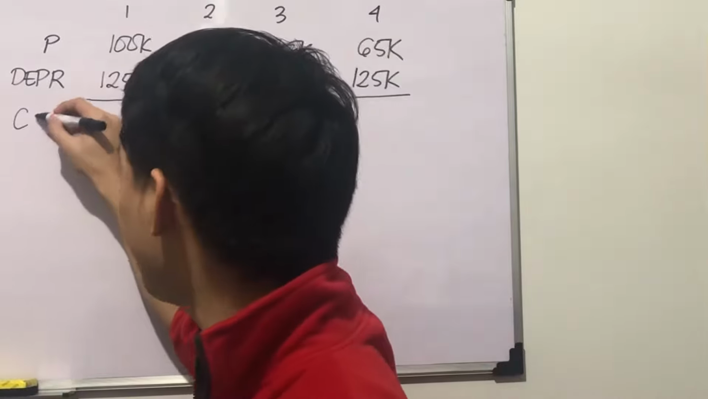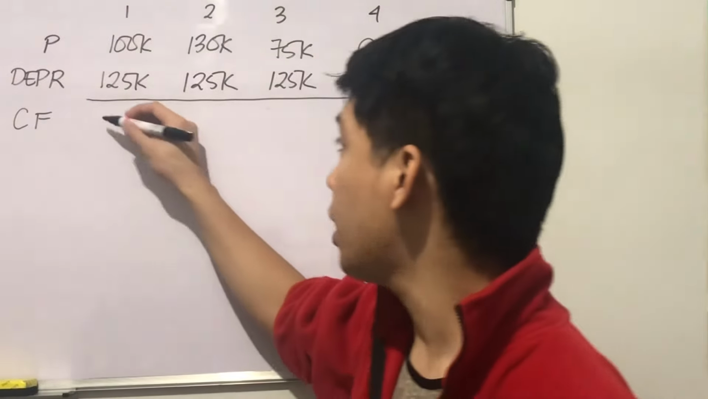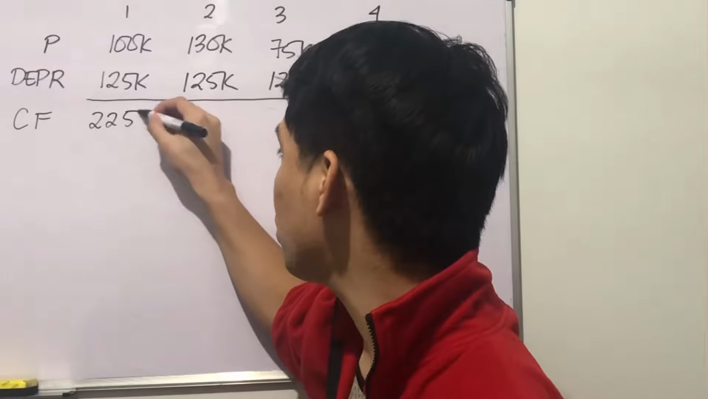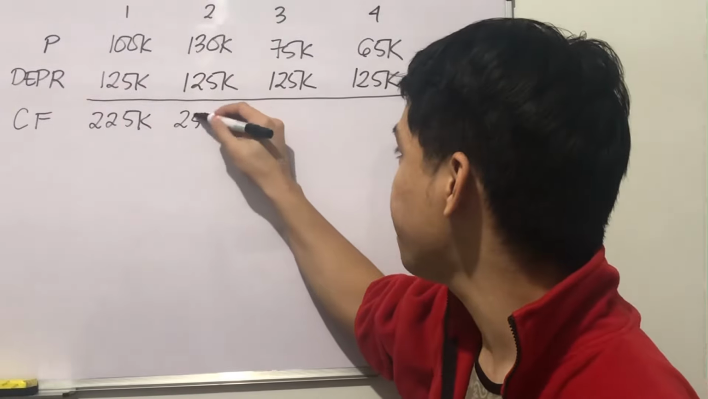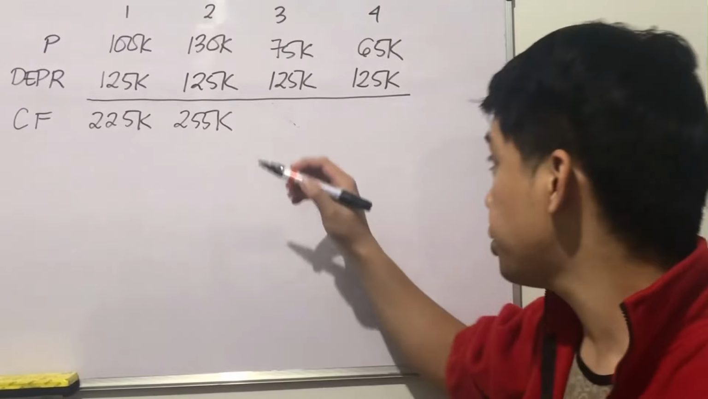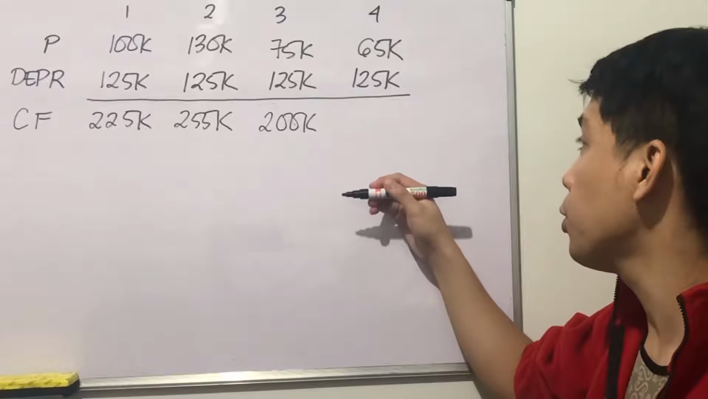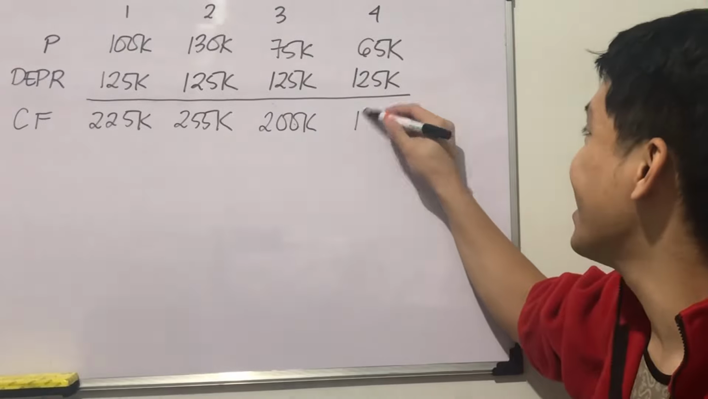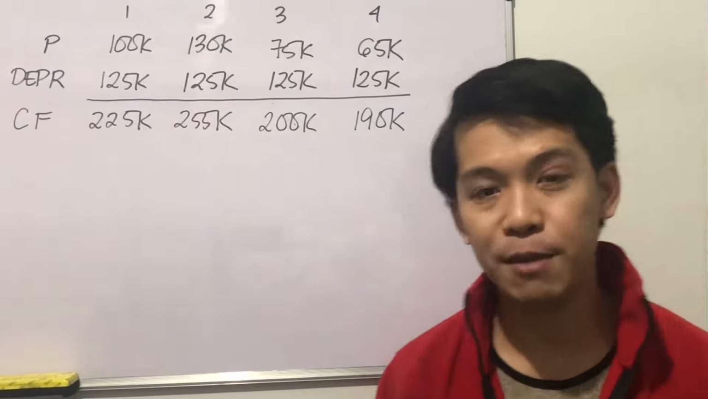So we would have the following cash flows every year. Year 1, that would be 225,000. Year 2, that's 255,000. Year 3, that would be 200,000. And year 4, we have 190,000.